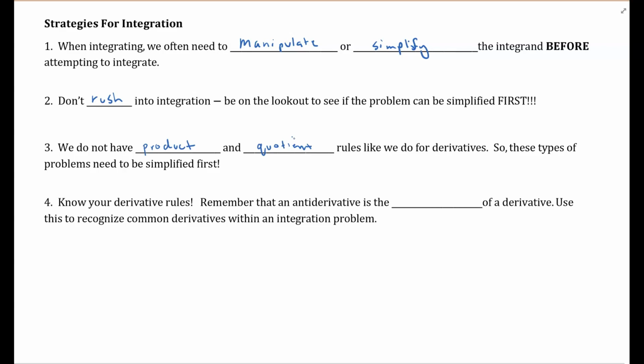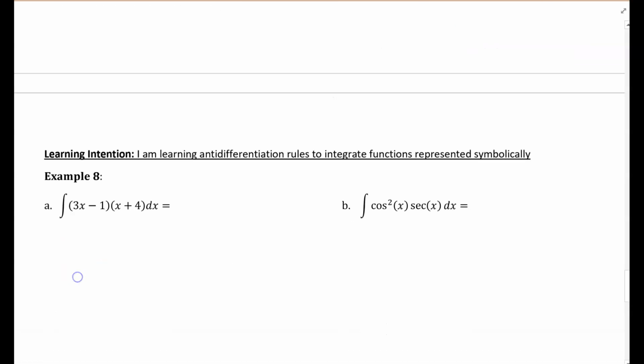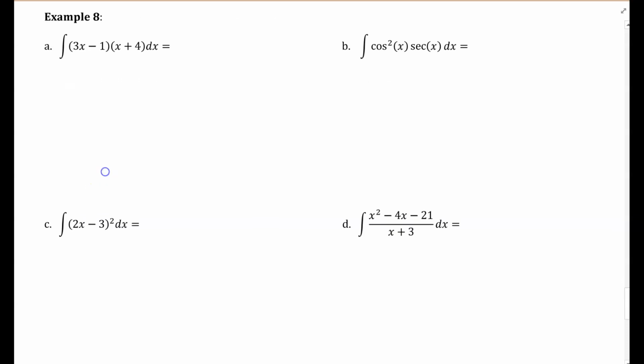Remember that the antiderivative is the inverse of a derivative. That's what's beautiful about calculus: you can work a problem two ways. You can differentiate things to get certain items, and you can integrate items to get certain items. That's why on the multiple choice portion of the test, you can work problems forwards and backwards to see if your answer is correct. Pretty cool. All right, example 8.